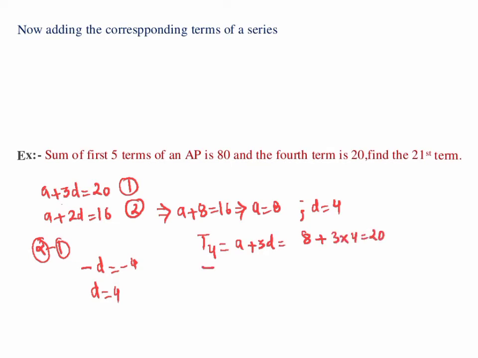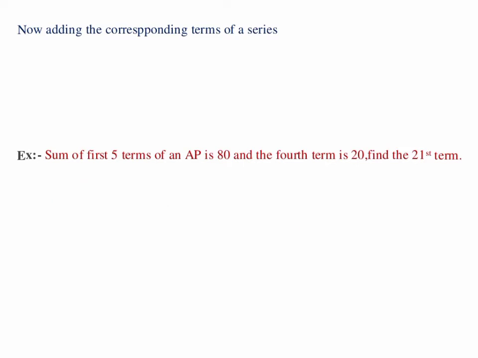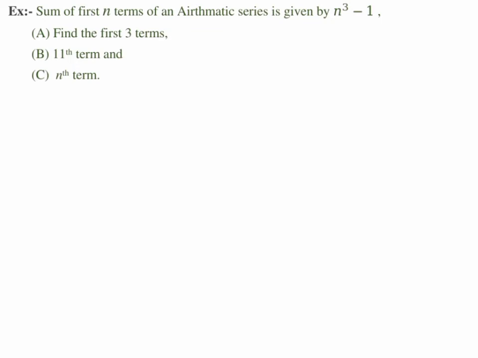So let us find the 21st term. The 21st term will be A plus 20D, that will be 8 plus 20 into 4, equals 8 plus 80, that will be 88. So this is your answer. So now let us see another question.